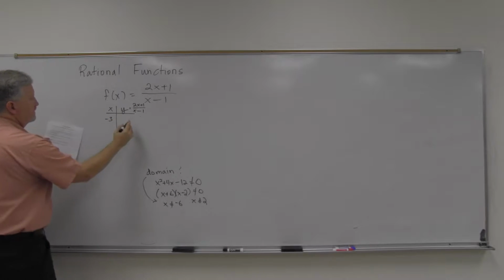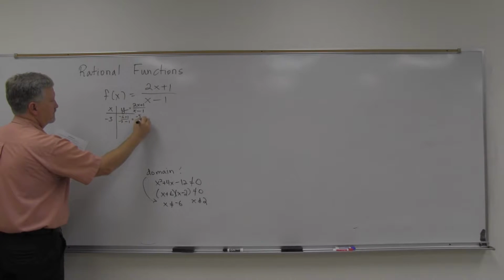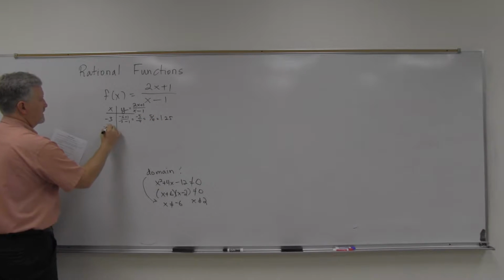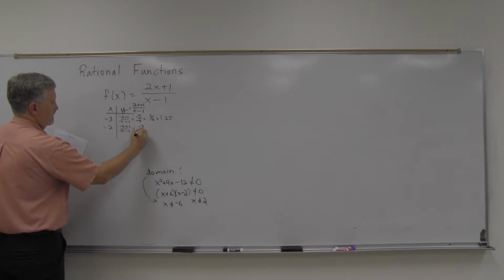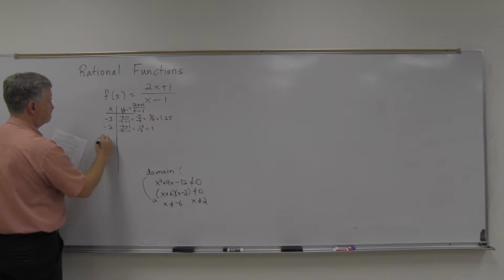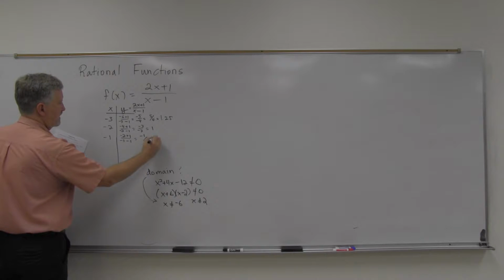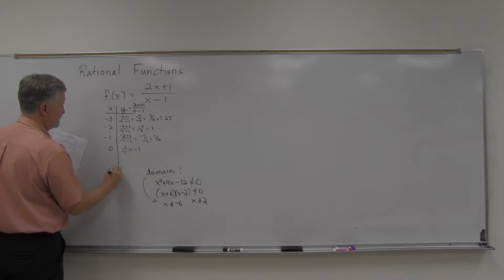So we plug in -3. Well, we have -6 plus 1 divided by -3 minus 1. So you get -5 over -4, 5/4 or 1.25. -2, that would give me -4 plus 1 over -2 minus 1. That's -3 over -3, that's a positive 1. -1, -2 plus 1 over -1 minus 1, so that's -1 over -2, positive 1/2. 0, 1 over -1 is -1.